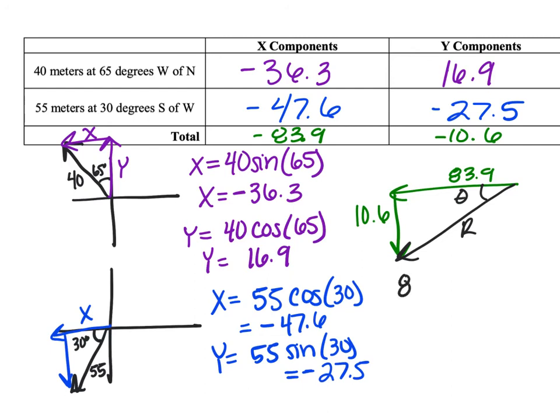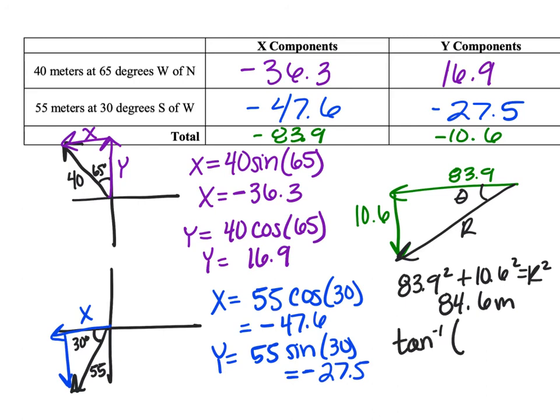So we'd have 83.9 squared plus 10.6 squared equals r squared. When we work all of that out in the calculator, we're going to get an answer of 84.6. Right? So that is our magnitude. Then for the degrees, we're going to use an inverse tan function. Our opposite side is 10.6. Our adjacent side is 83.9. And that gives us an answer for our degrees of 7.2. So this is a very narrow angle, right?